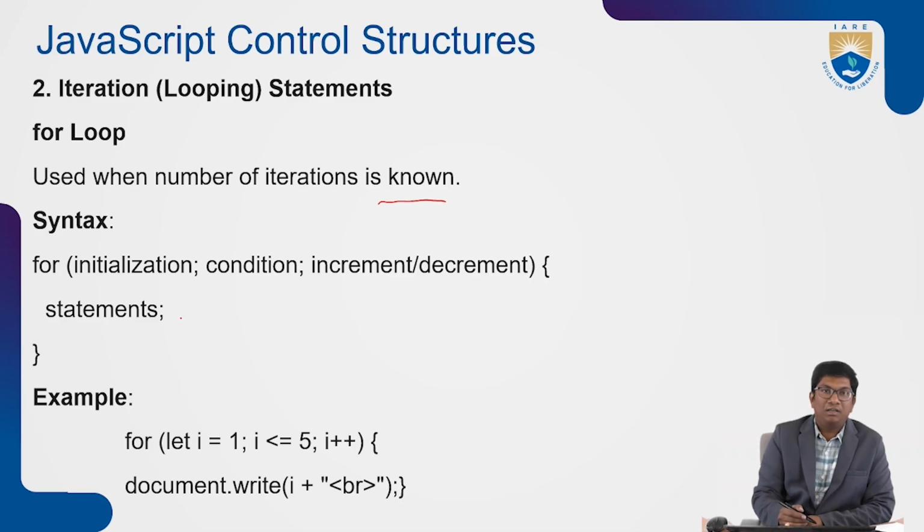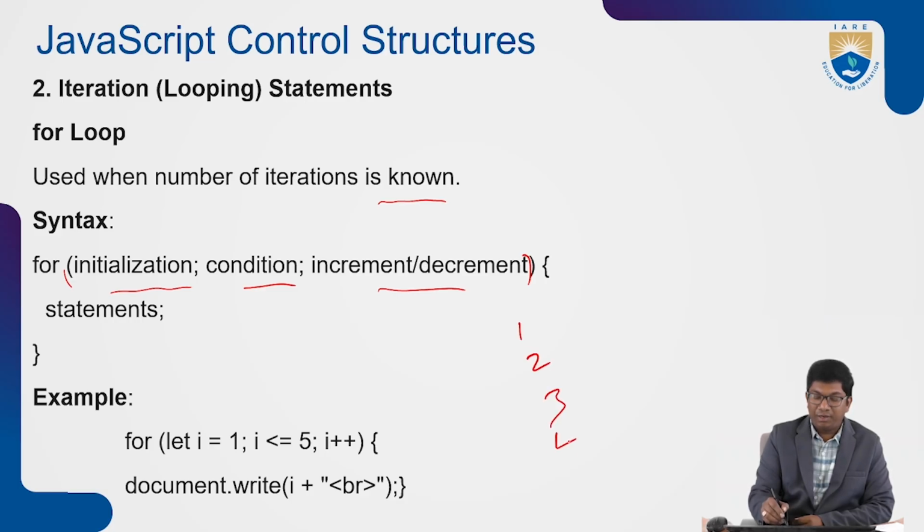So it contains three parts. One is, you have to write in between parentheses: initialization, that is, you have to declare the variable and initialize its value, then the condition, and increment or decrement. For example, if you want to display the values from 1 to 5, the numbers 1, 2, 3, 4, 5, then here you can write simple code. So you can understand here how many times you have to iterate that loop: 5 times.